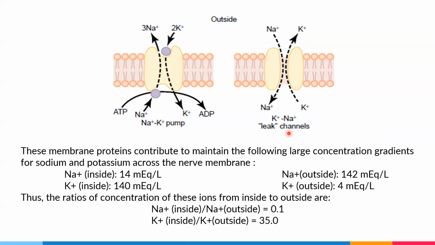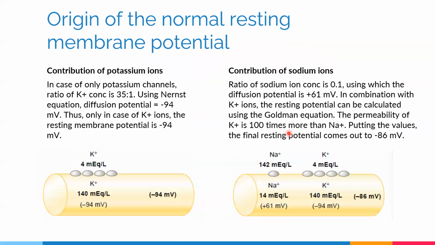Hence, the huge concentration gradient is maintained actively by the cell. Now, we will look into how exactly the normal resting potential originates. First, we will look into the contribution of the potassium ions. In case of only potassium ions, as we have seen, the ratio of concentration is 35:1. Using the Nernst equation only, the diffusion potential comes to around minus 94 millivolts.